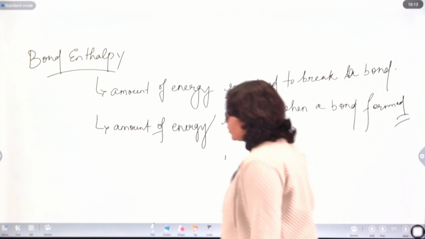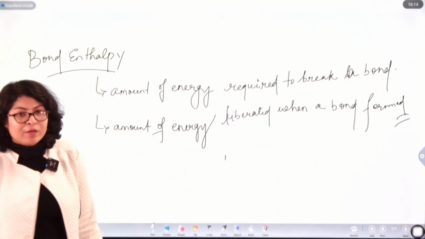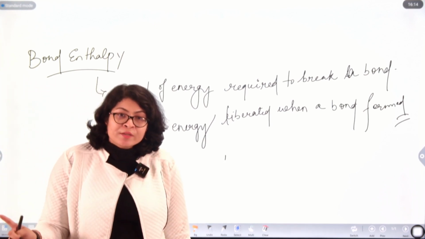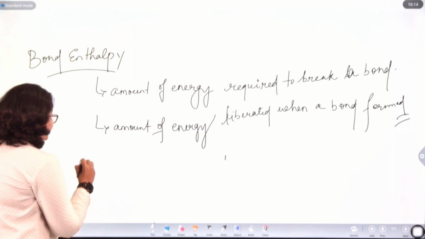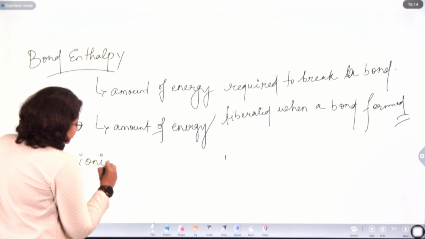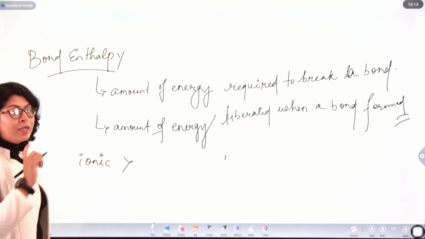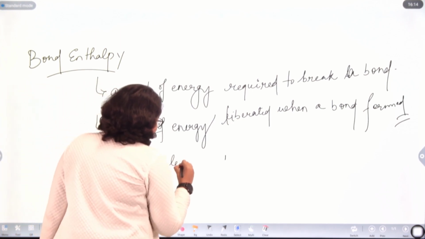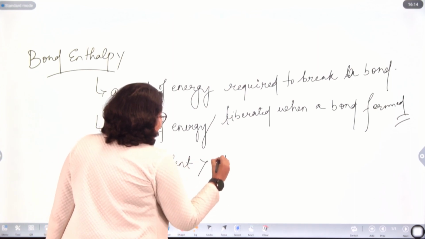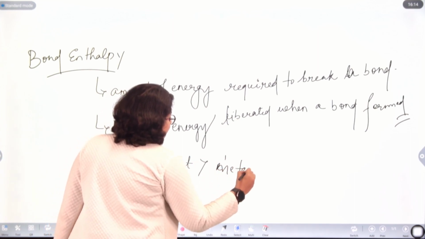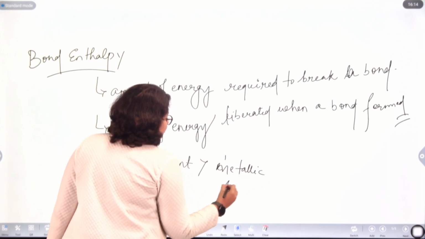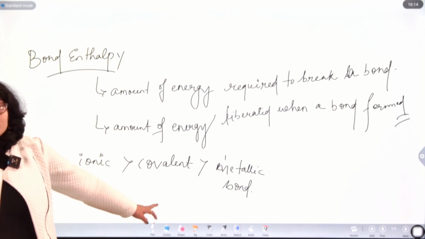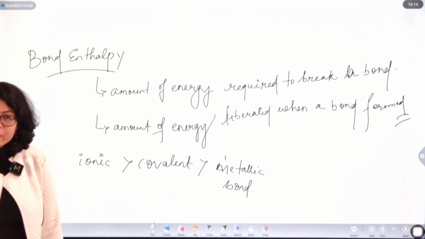Okay, so stronger the bond, greater will be the bond enthalpy. And if I see the order, then ionic bond is a very strong bond. So the bond enthalpy for ionic bond will be maximum, followed by covalent bond, and least will be metallic. Understood? So this will be the order of bond enthalpy for ionic, covalent and metallic bonding.